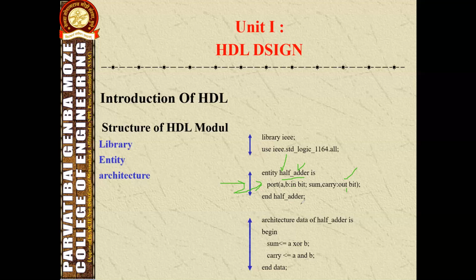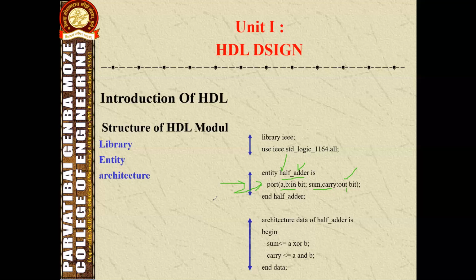VHDL does not know the entity half adder describes the half adder simply by its name. The entity shown in this example has two input ports and two output ports. The word port is also predefined, and the names of the input ports here are A and B. After the input names, there must be a colon.